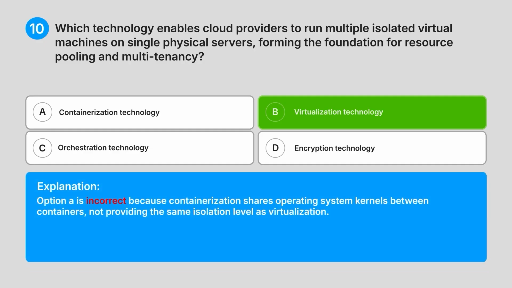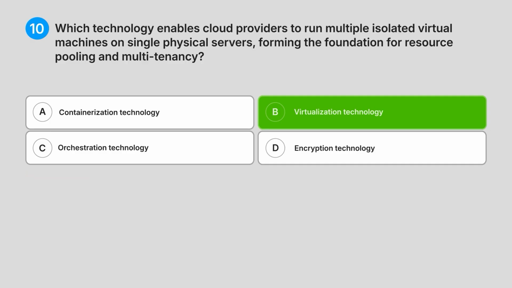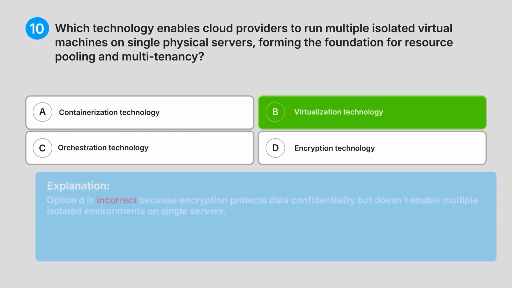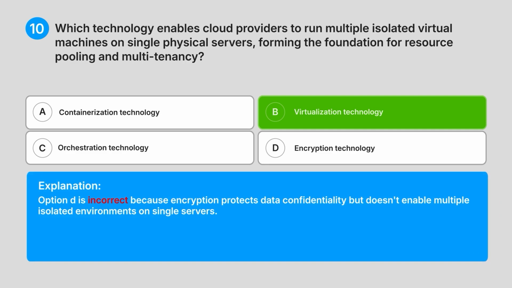Option A is incorrect because containerization shares operating system kernels between containers, not providing the same isolation level as virtualization. Option C is incorrect because orchestration manages and coordinates resources but doesn't create the isolated environments on physical hardware. Option D is incorrect because encryption protects data confidentiality but doesn't enable multiple isolated environments on single servers.